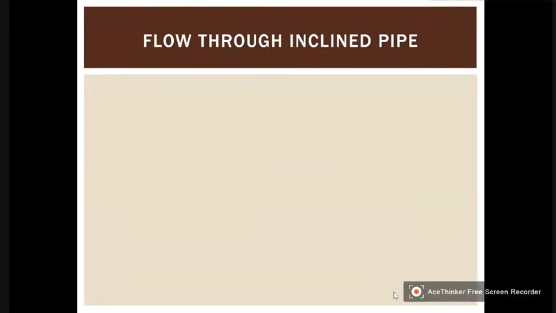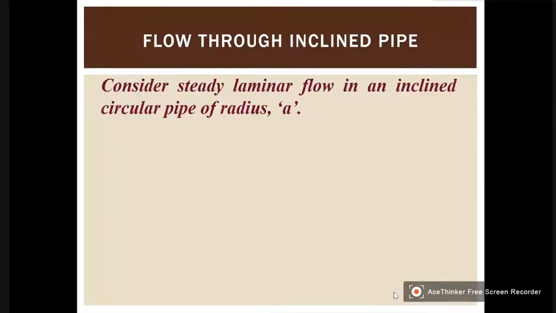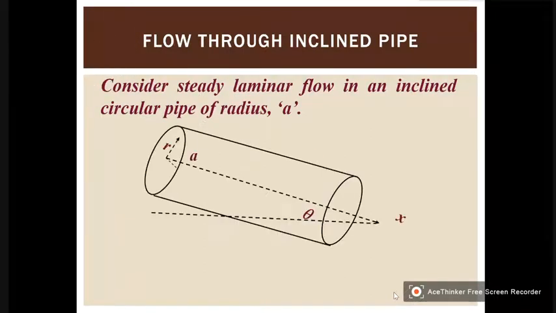I am going to consider the flow through an inclined pipe. So here we will consider steady laminar flow in a circular inclined pipe of radius a. Already we have considered the flow to be steady. So this is the pipe. So the x axis is inclined.